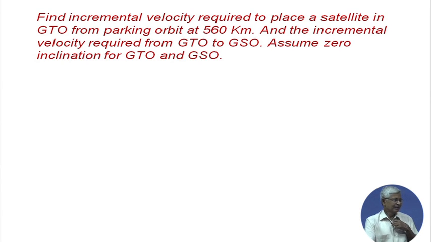Let us go back to our calculation of what should be the incremental velocity required to place a satellite in GTO from the parking orbit, and let us define the orbit height as 560 kilometers, and the incremental velocity required from GTO to GSO. When I say GTO, the apogee is at geosynchronous, geostationary orbit. So, apogee is known, perigee is known here. And of course, for simplicity let us assume that it is on the equatorial plane, so inclination of GTO and GSO is 0.